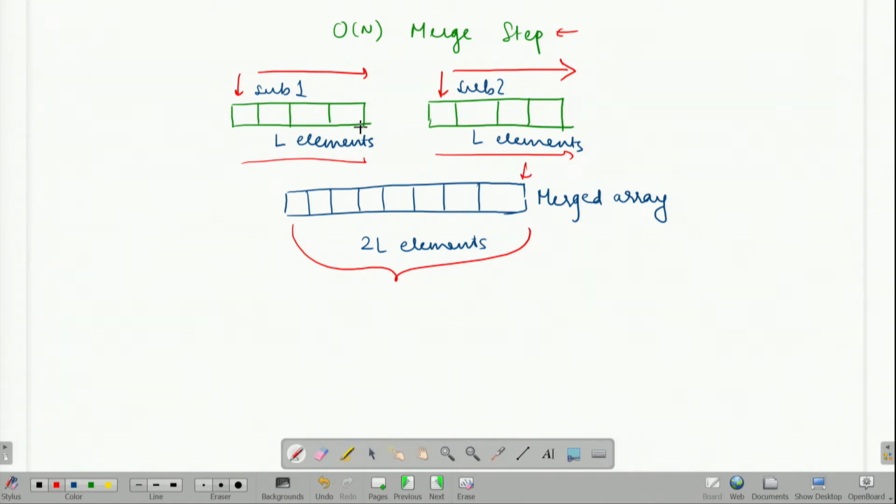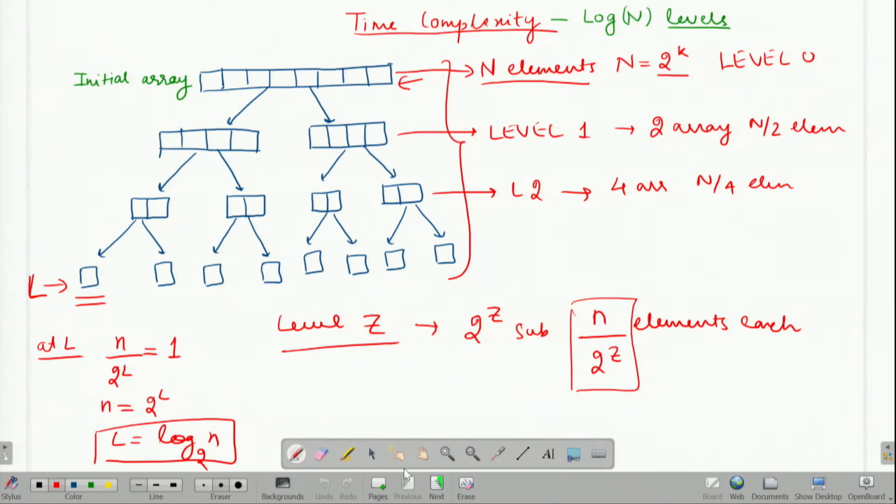So say this subarray has L elements, and this subarray has L elements. To iterate through this subarray, I take O of L time. To iterate through this one, I take O of L time. And in total, at this level, to merge these two arrays, I'm going to take O of L plus O of L, which is equal to 2 into O of L time. Let's get back to our merge sort tree.